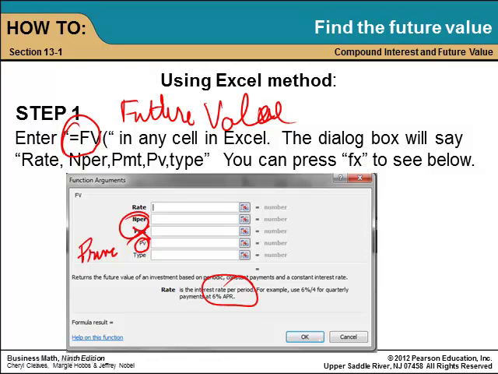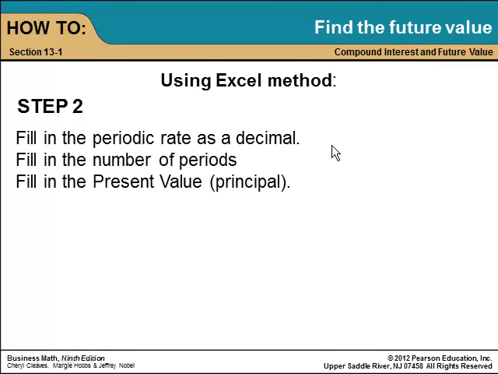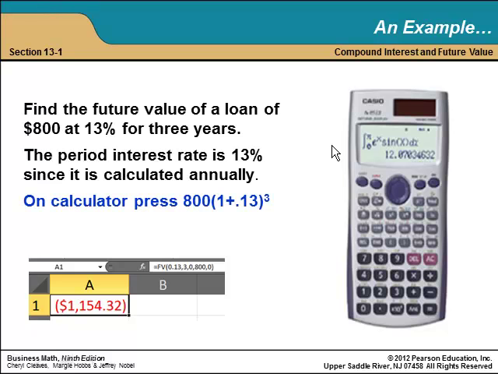When you type equals FV into Excel, you will get a bunch of commas, or you can click the fx button, which is right next to where you would type, and you would see this table here. So we would fill in the periodic rate, number of periods, and the present value, and then press enter.